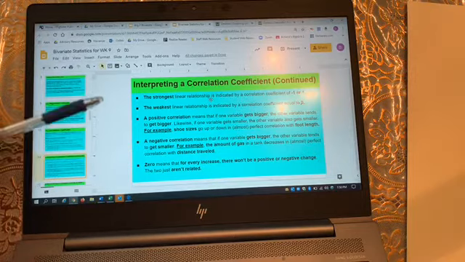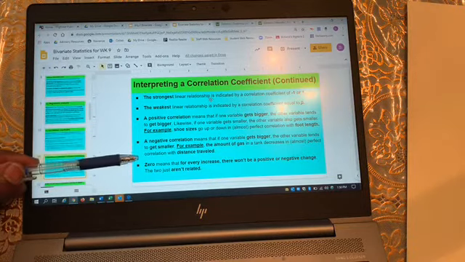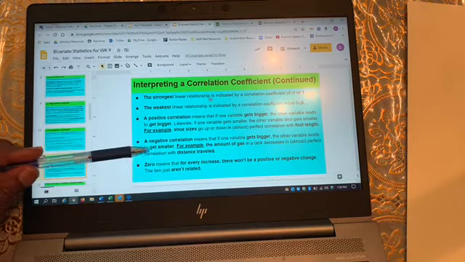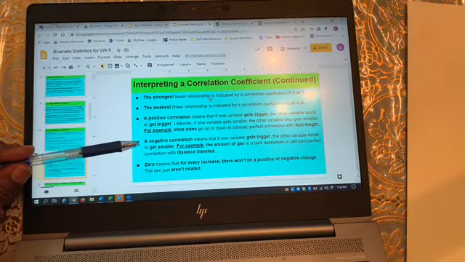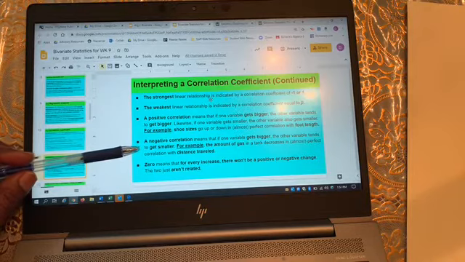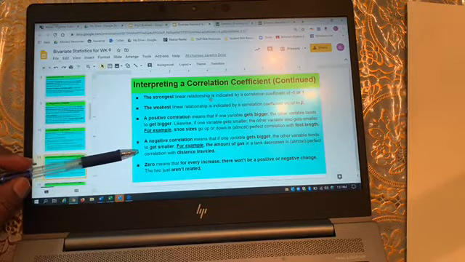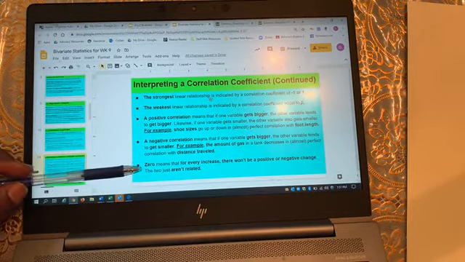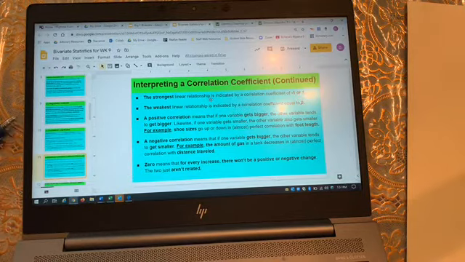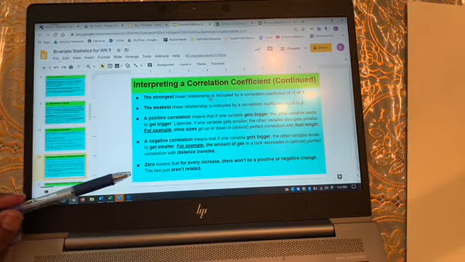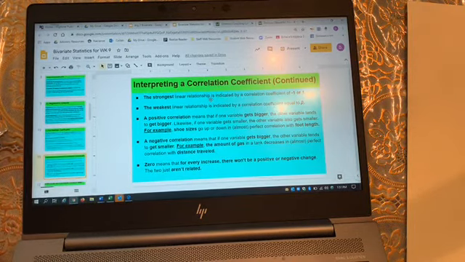Because the more distance you travel, the more gas you are using, so the amount of gas in your tank would be smaller. So this would be a good example of negative correlation. Okay, 0 means that for every increase, there won't be a positive or negative change. The two are not related.